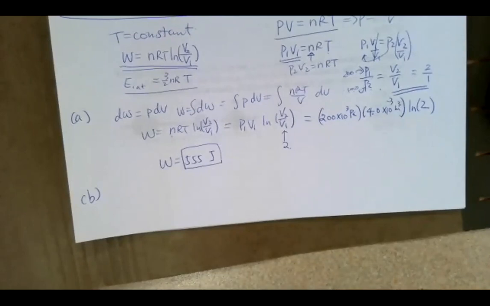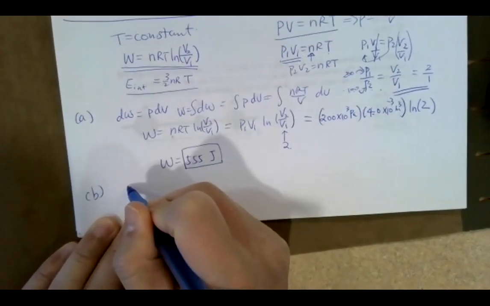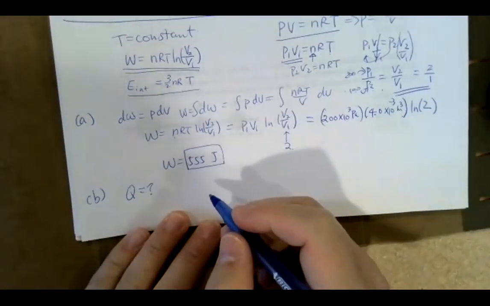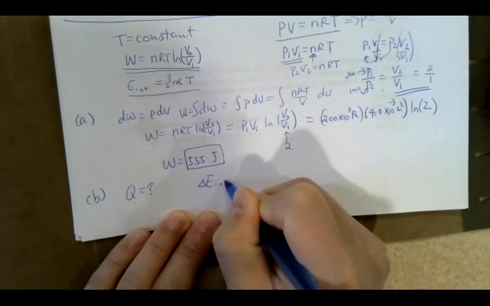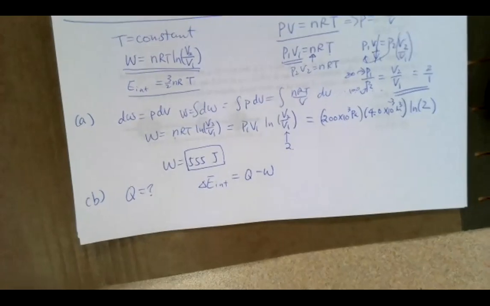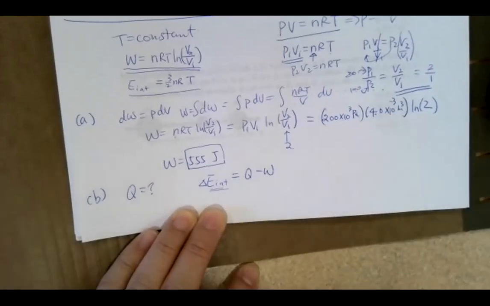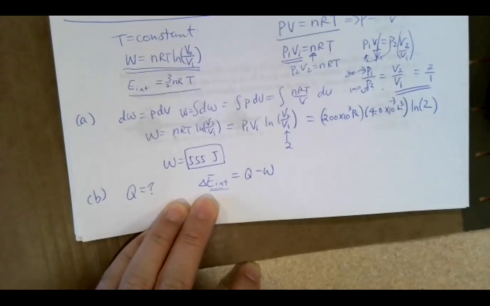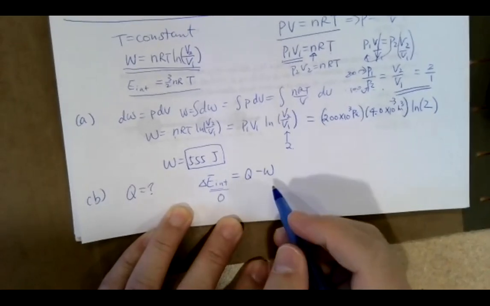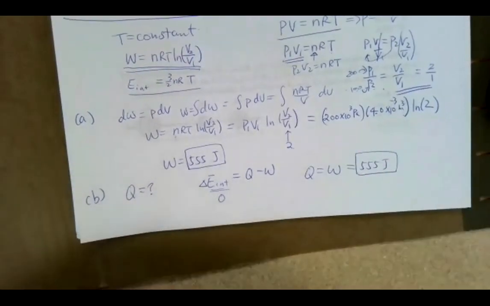For B, it asks you to find the heat absorbed by the gas during this expansion, so we're looking for Q. To solve for Q, you will have to use the first law of thermodynamics. Delta E equals Q minus W. Delta E is just determined by the temperature. So if there's no temperature change, that means delta E is equal to 0. So if this is 0, then Q is going to be equal to W. So Q is equal to W, the same 555 joules.